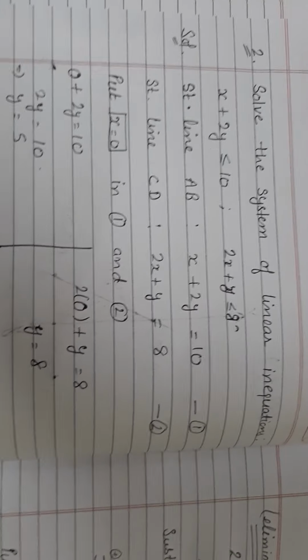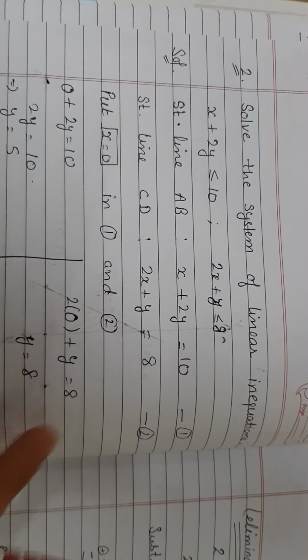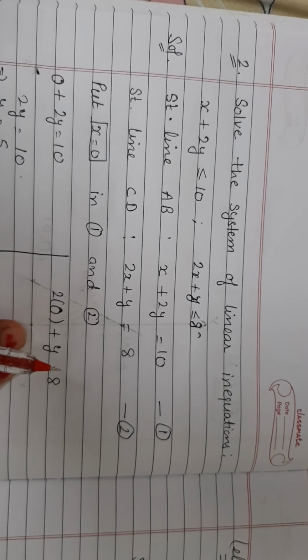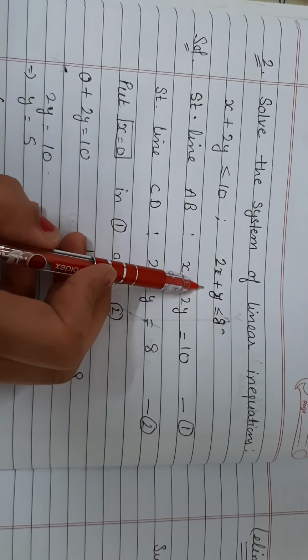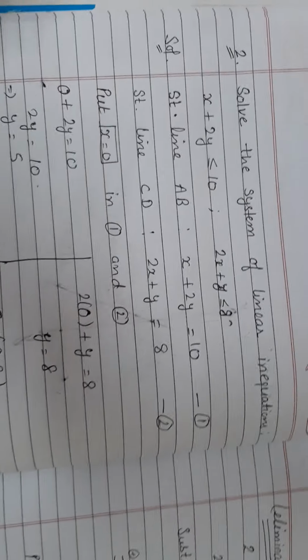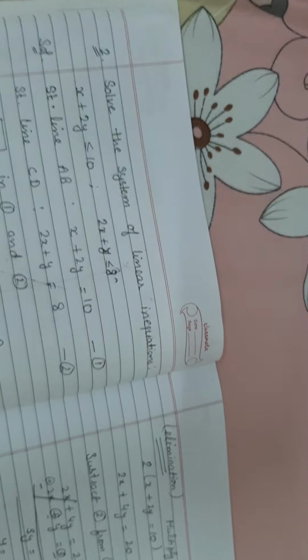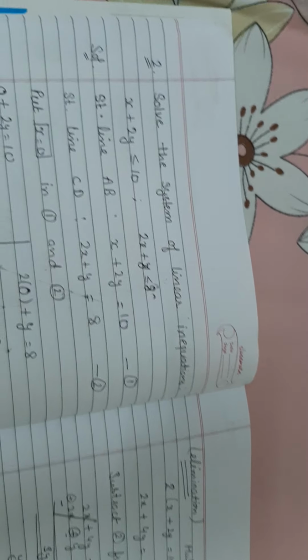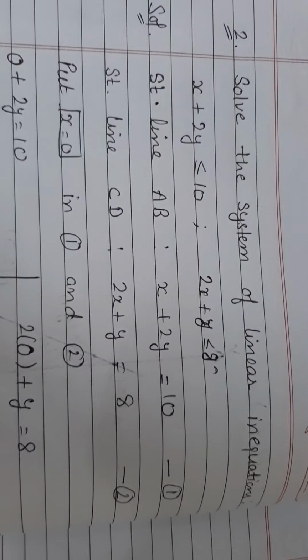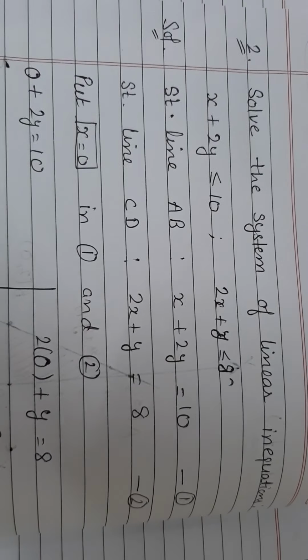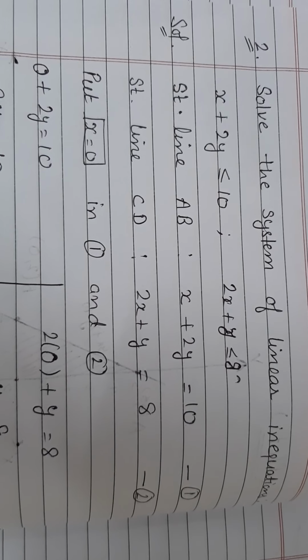Second example, solve the system of linear inequations. Two inequations are given here: x plus 2y less than 10, and 2x plus y less than 8. So these two inequations, or constraints, are given here.